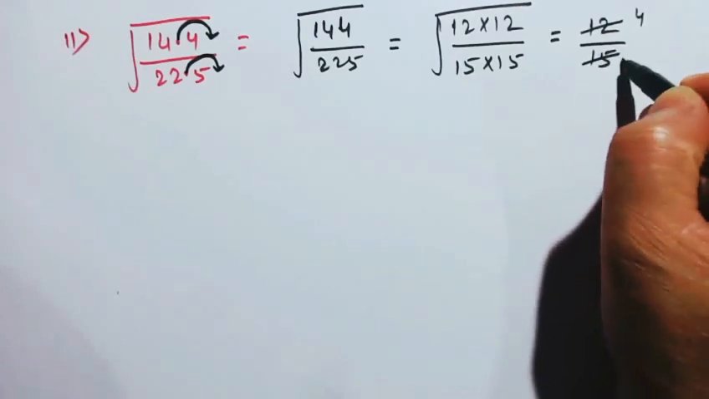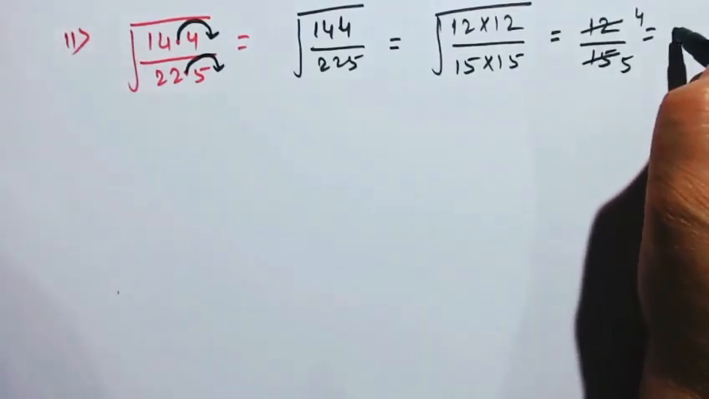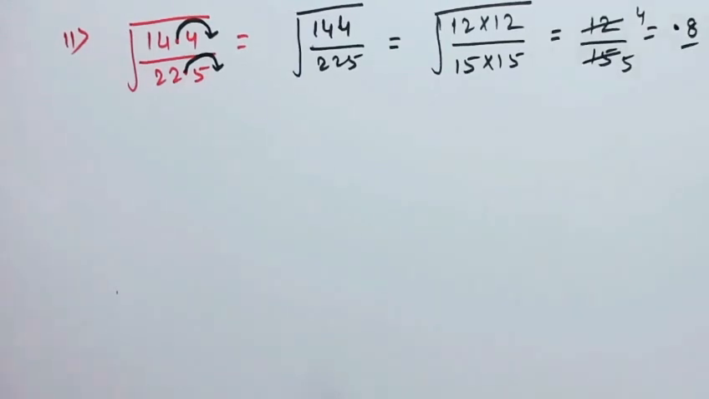3 4s are 12, 3 5s are 15, and this is 4 by 5, 0.8 as your answer. Okay, I hope you can do the remaining.